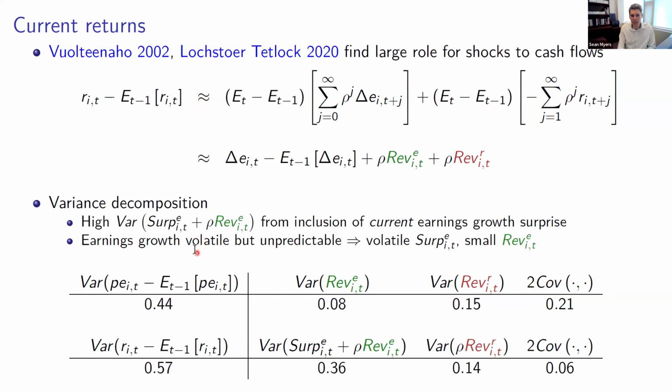What this matches is a world where earnings growth is very volatile, but hard to predict. That would give you very volatile surprises, but small revisions in expected future earnings growth. So again, what we want to highlight is that information about future earnings growth is still fairly small in this case.